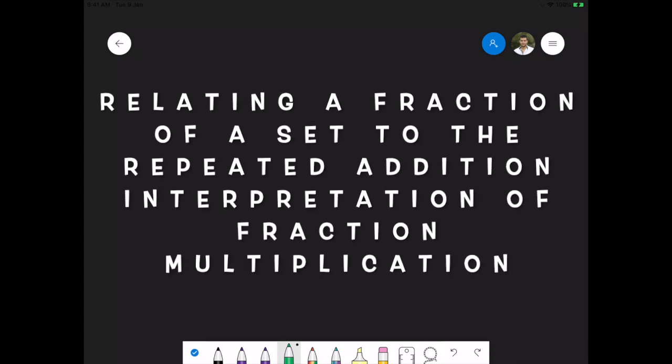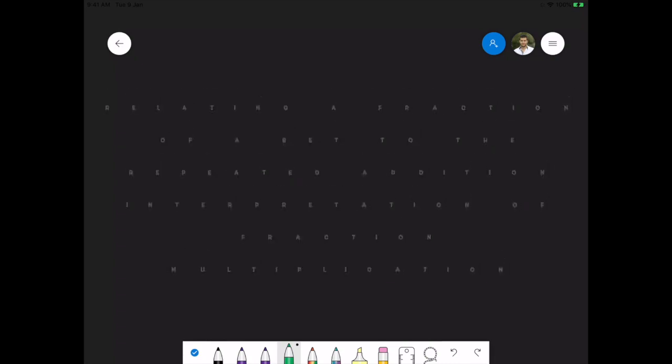Alright, our objective today is to relate a fraction of a set to the repeated addition interpretation of fraction multiplication. In other words, today we're going to try and move away from the models that we've been using in previous lessons. We used arrays, we used tape diagrams and counters, but we say that we're moving from the model to the concrete to the abstract. So we're going to look at some different examples and see how we can work around them.